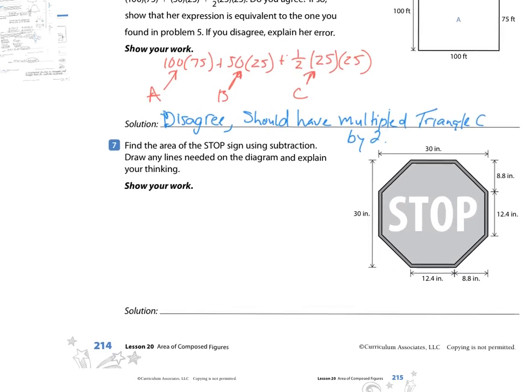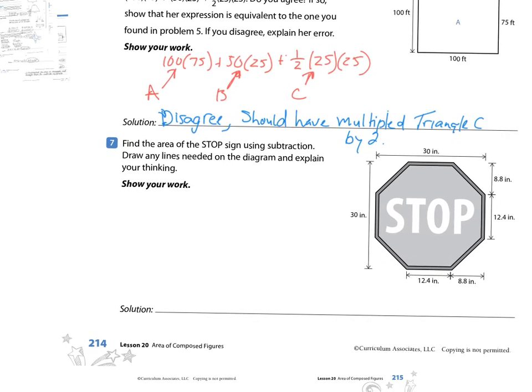Okay, last one, number 7, find the area of the stop sign using subtraction. Okay, I'm going to draw a large outside rectangle. Ooh, I didn't draw that very well. That's okay, I did my best. So to find the area of that red rectangle, length times width, pretty easy. Dimensions are given, 30 times 30, which equals 900.